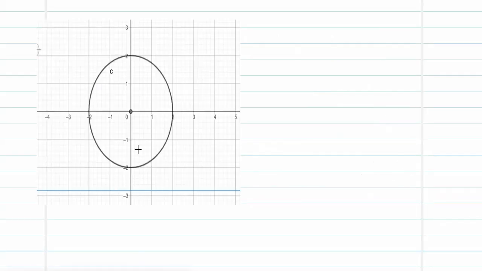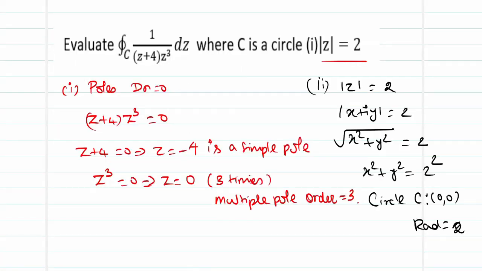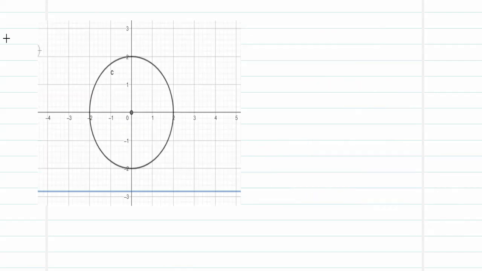Now this gives you the circle with center 0, 0 and radius equal to 2 units as required. Now what is the next point? We'll have to identify the position of the poles. Z equal to minus 4, Z is equal to 0. So what happens over here? We have two poles, Z equal to minus 4 and Z is equal to 0.